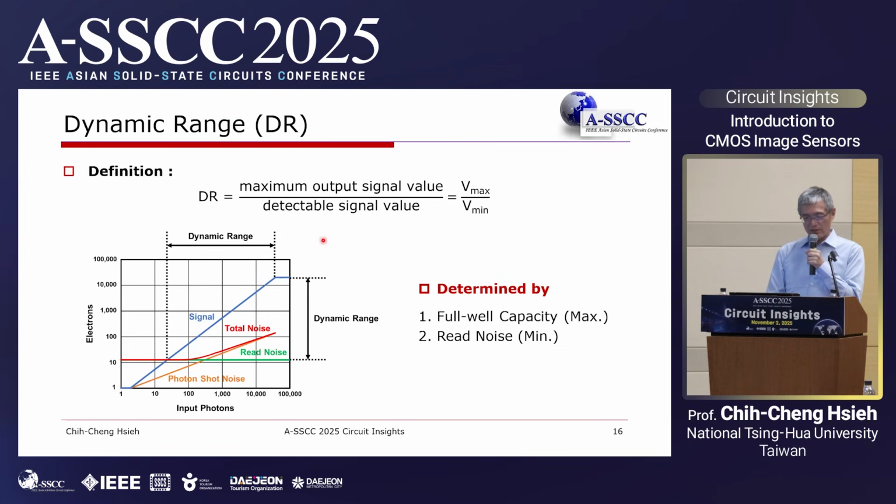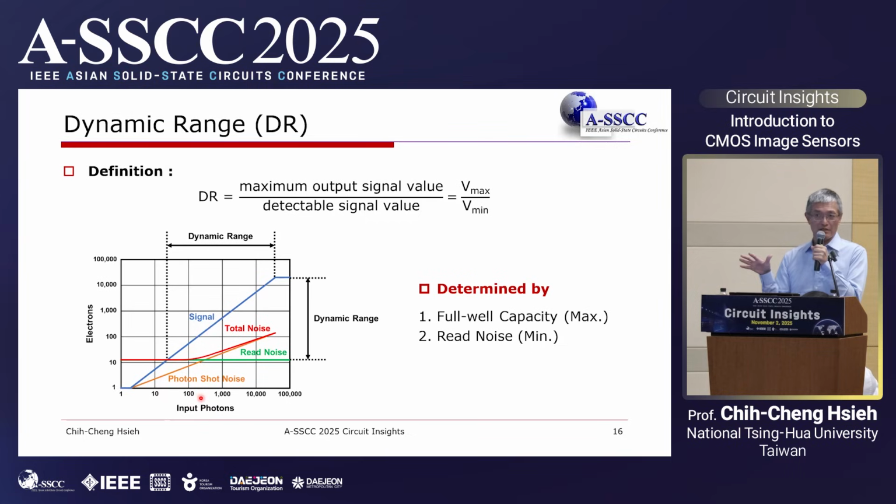Because we can check this transfer curve. The X is the input photon, the Y is the generated electrons. So we can see a proportional straight line as the signal, which is proportional to the input photon.